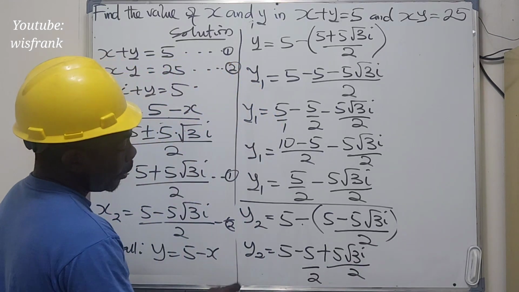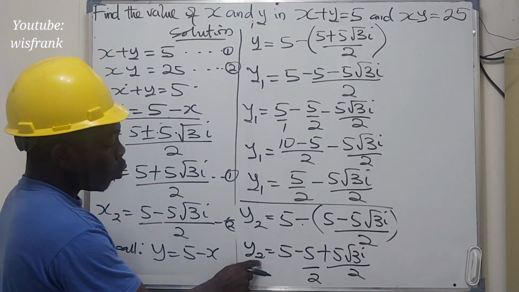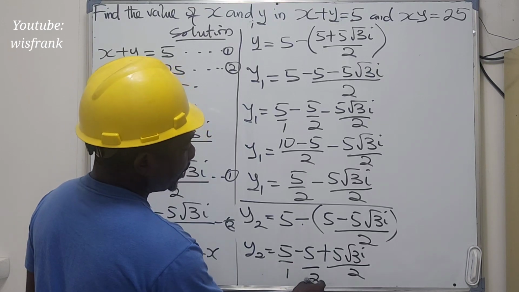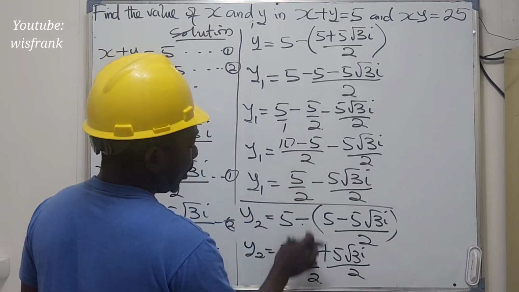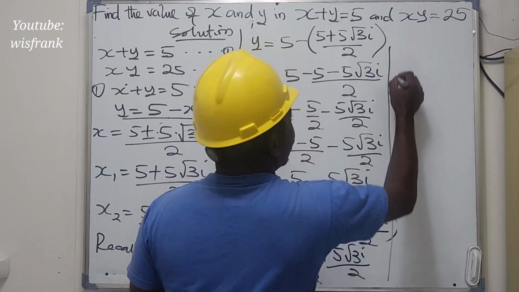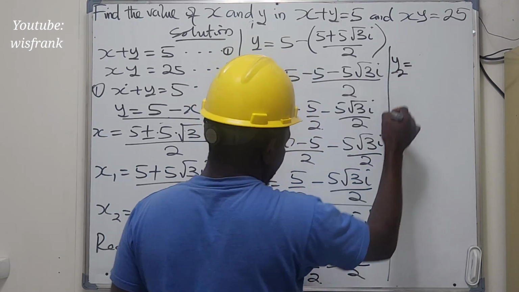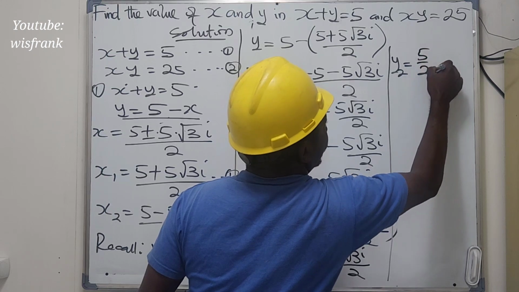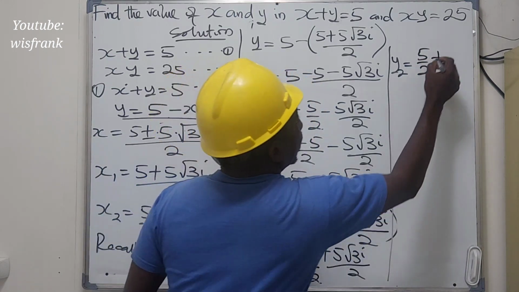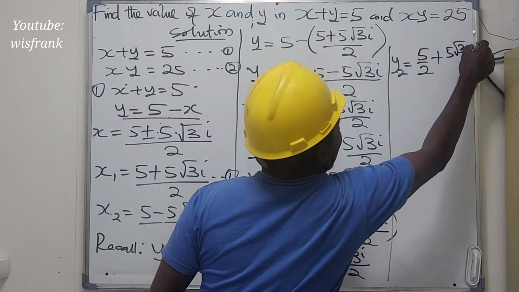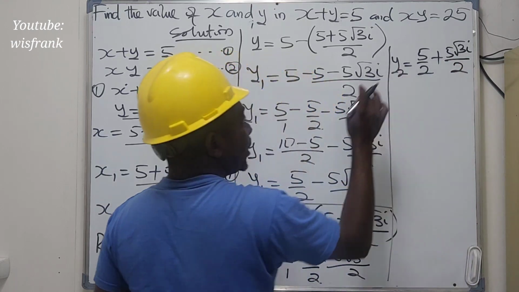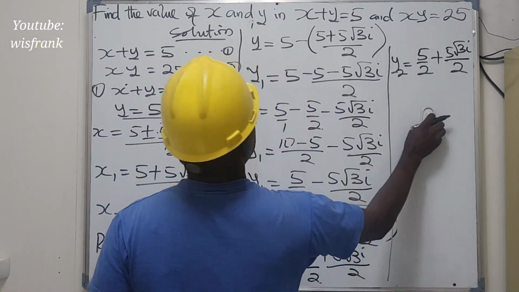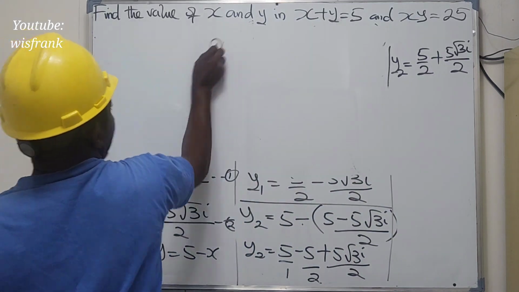So we have this. For us to further simplify y2, we know that we can put this 5 all over 1. We take the LCM of this as we did before. So that will give us the value of y2, which is equal to 5 all over 2 plus 5 root 3 i all over 2. So this is the value of y2 that we have. We can write it well by cleaning this.